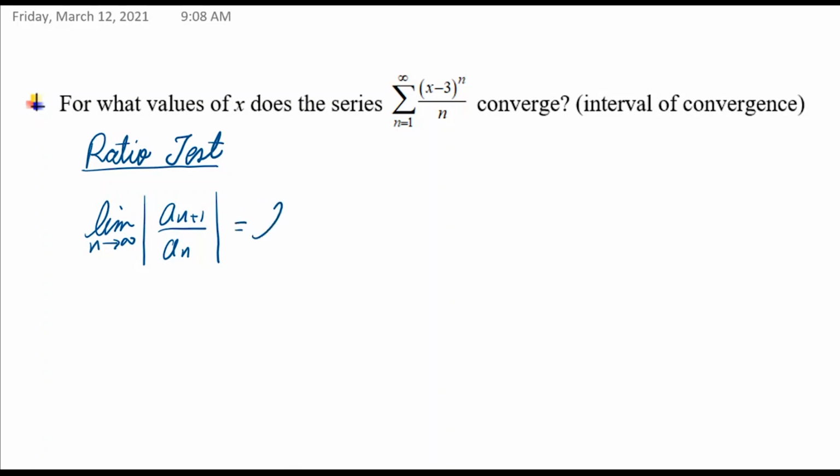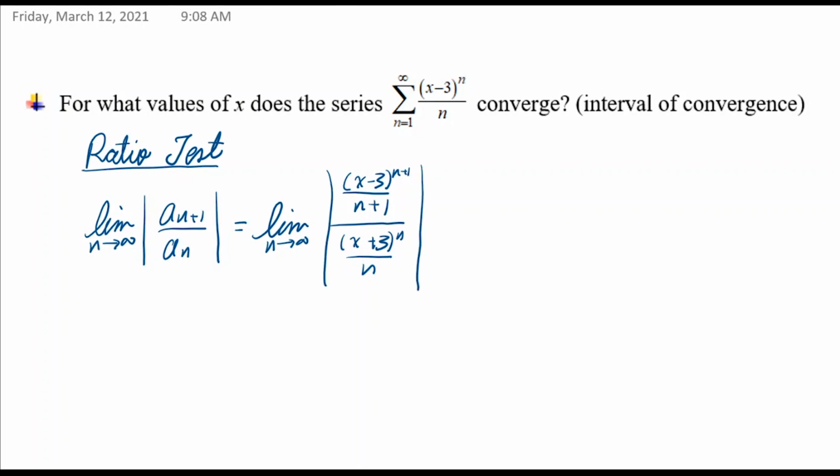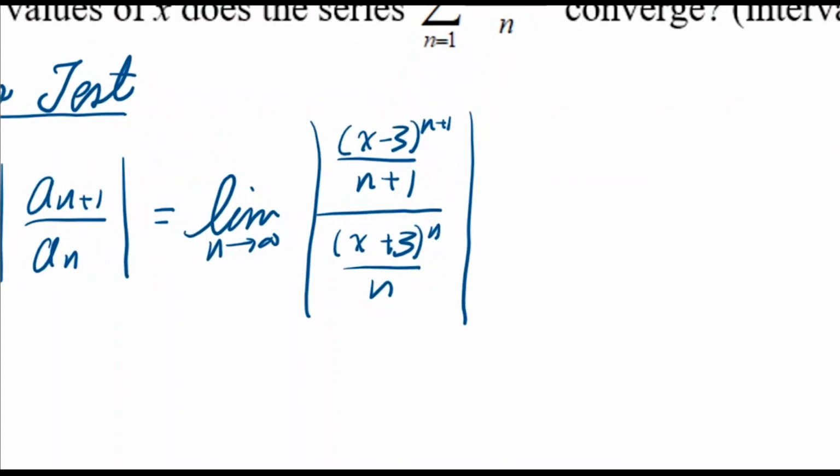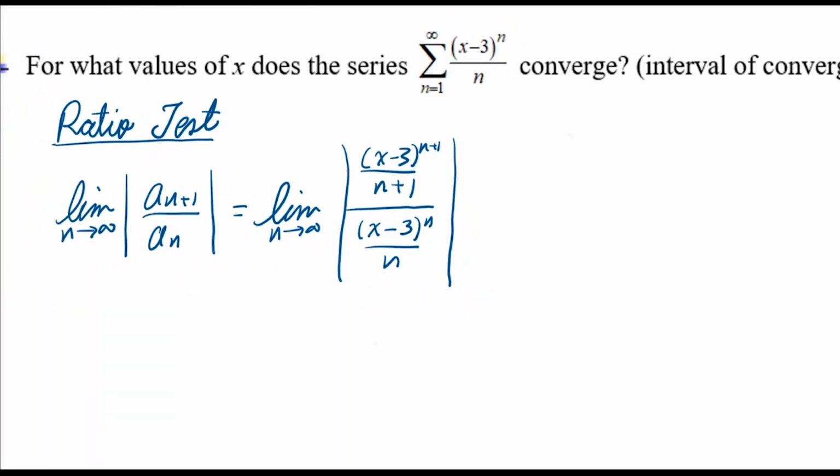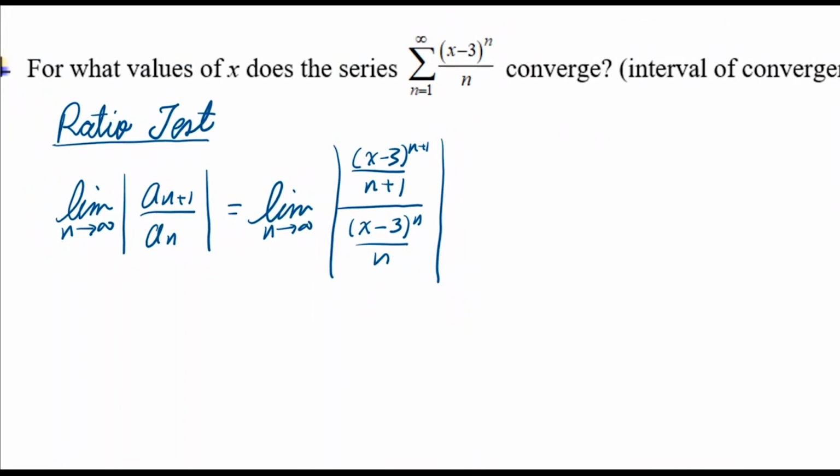So in our case, limit as n approaches infinity of, let's see, our thingy. So we have x minus 3 to the nth power over n here. Therefore, I would have x minus 3 to the n plus 1 power over n plus 1 with a gigantic absolute value. Good. You put x plus 3. You put x, yeah. Yeah, nice catch. It's better that you cut it now rather than later. Now, of course, that thing simplifies to the limit as n approaches infinity of x minus 3 over n plus 1.